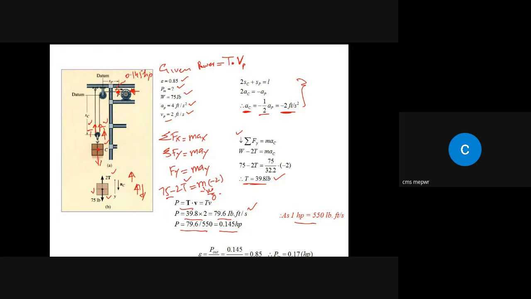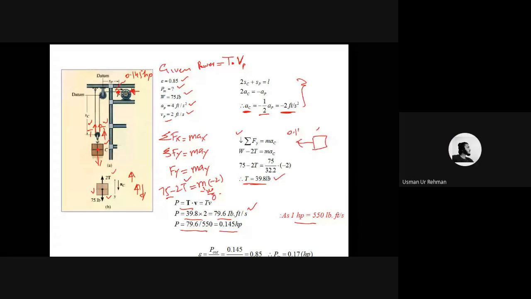But I told you, if this is the motor, this is the output power, which is 0.145, and its efficiency is 0.85. So the input should be more than 0.145. If the efficiency is 100%, or if it is 1, then this can be 0.145, right?